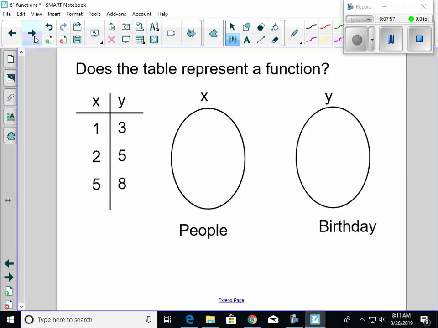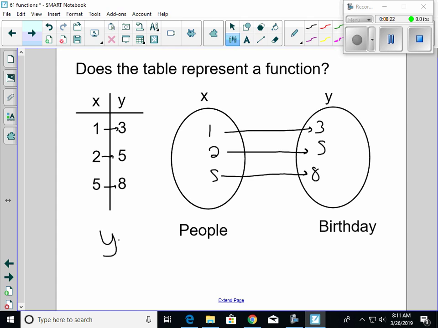Okay, let's look at a table of values. Okay, so this table of values we can set up the same way. We can set it up with a mapping diagram. So 1 would map to 3. 2 would map to 5. And 5 would map to 8. Is this a function? Yeah, each x has only one y, so yes, this is a function.